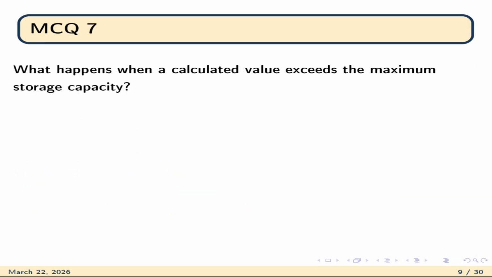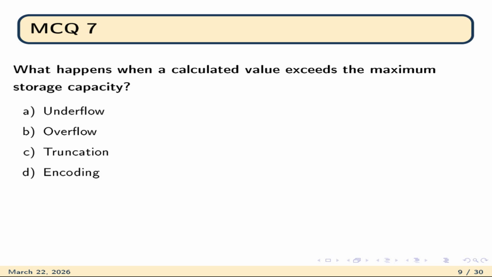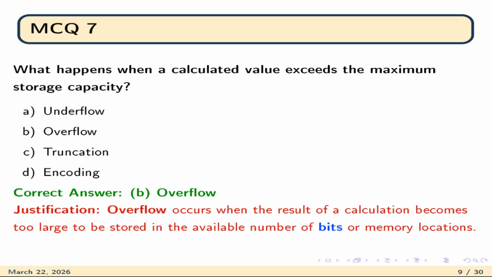What happens when a calculated value exceeds the maximum storage capacity? Underflow, overflow, truncation, encoding. The correct option is overflow, because overflow occurs when the result of a calculation becomes too large to be stored in the available number of bits or memory location.